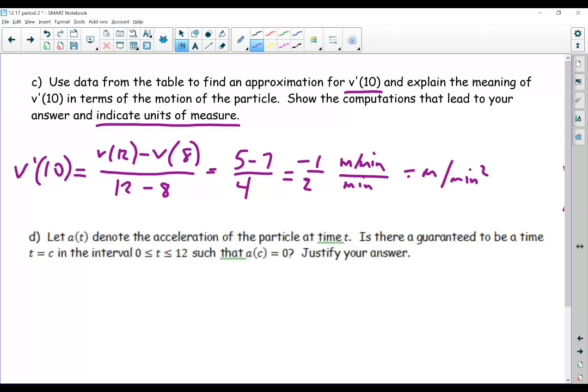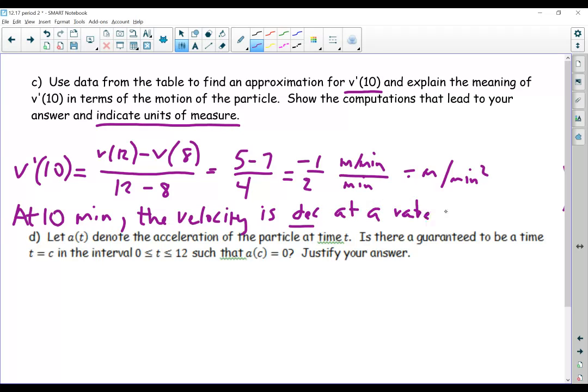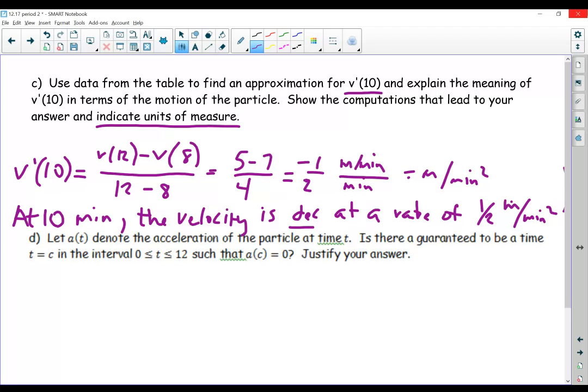Now, what did we just find? Okay, we actually found the average, the estimate for an acceleration. But when I write it, I'm going to say at 10 minutes, okay, you got to mention the time, the velocity, because that's what we had a table of, is decreasing or changing at a rate of 1/2 meters per minute squared. Now you can also say the acceleration is approximately. That also works.